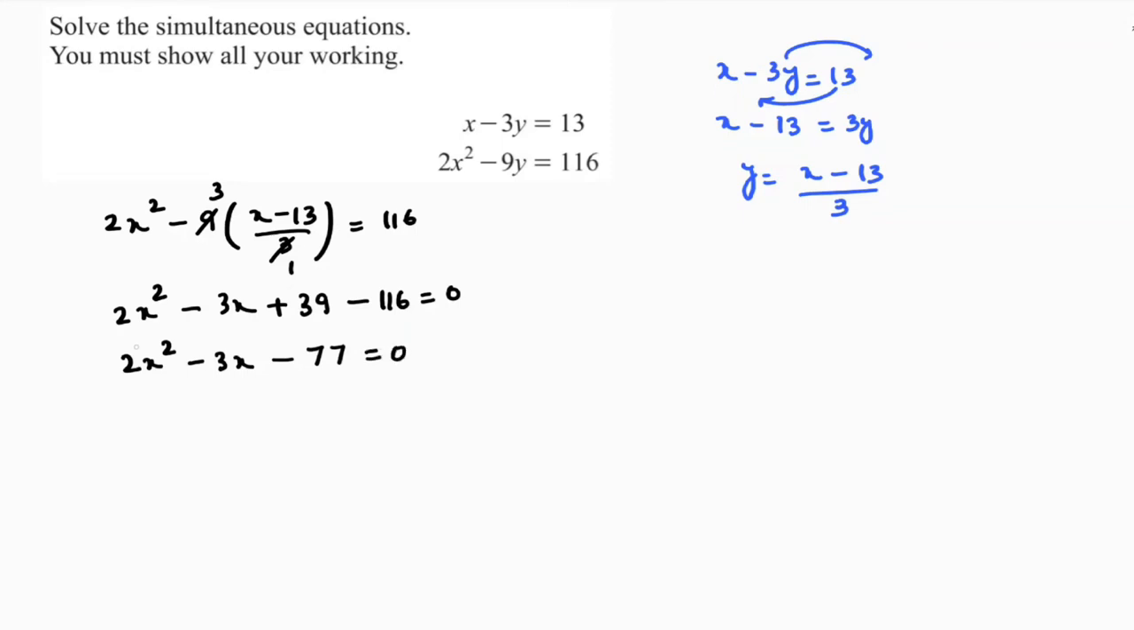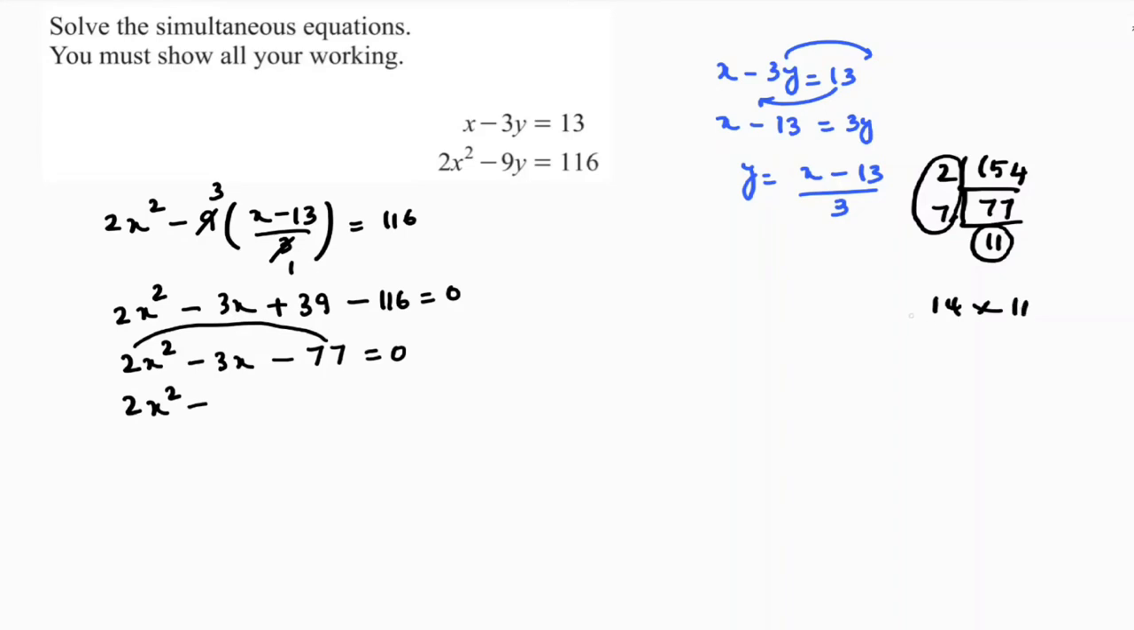Now I need to factorize this. See, 2 times 77 is 154. 2 times 77, 7 times 11. So see, factors are 14 and 11. So 2x square, 14 times 11. So minus 14x plus 11x minus 77 equals 0.